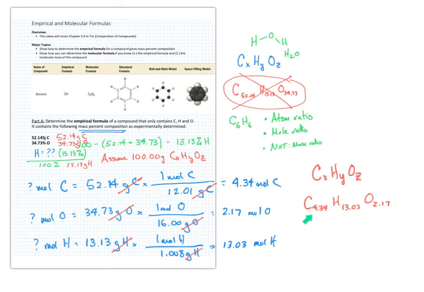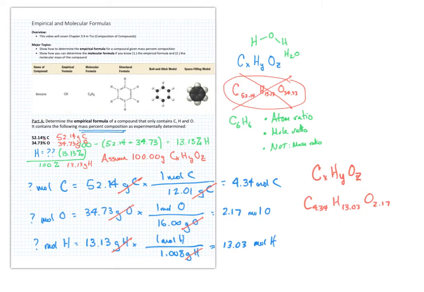And I usually get some scrunched up faces saying, oh no, that's terrible, that's not right. And the reason is we're used to formulas having the correct whole numbers. Technically, this is in the right mole ratio. It's just we don't like these decimals. Okay, so we're not going to leave it here, but at this point, this is in the correct mole ratio. So how can we get rid of these decimals?